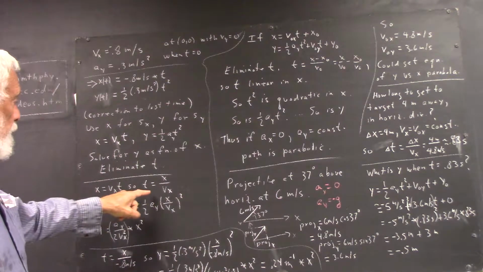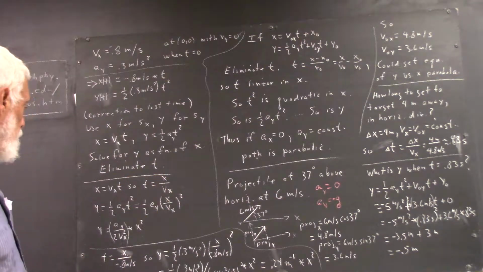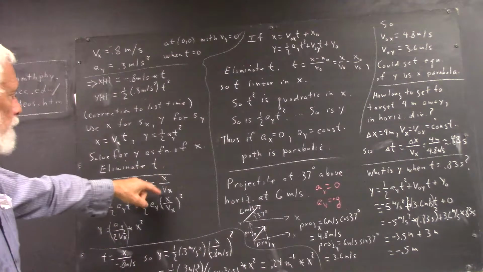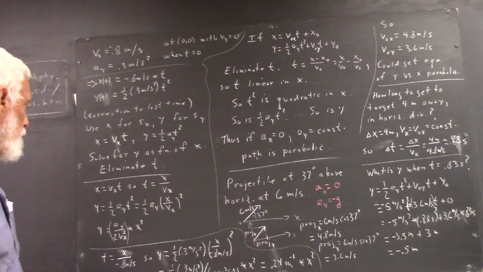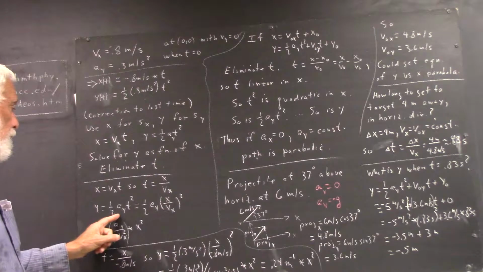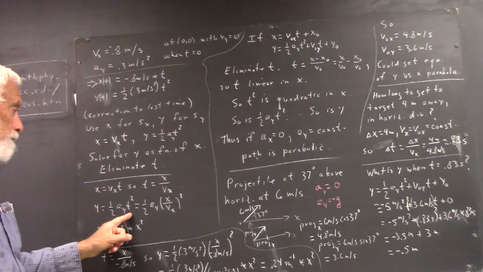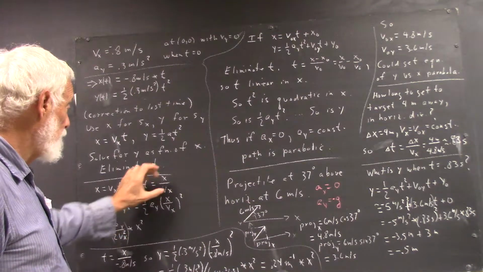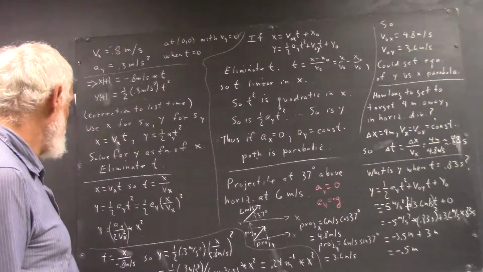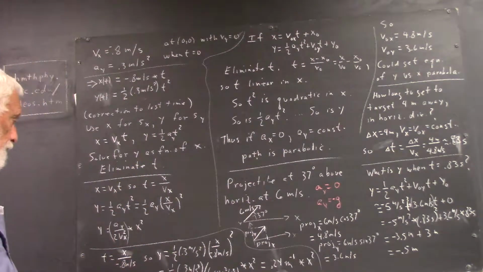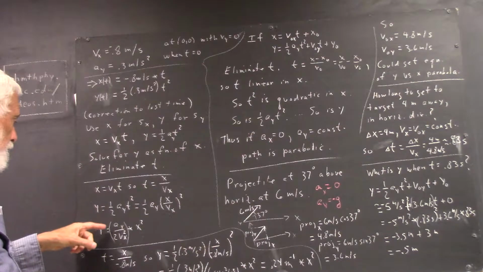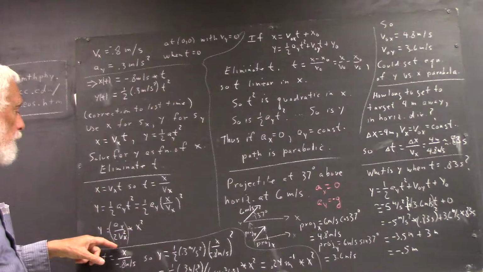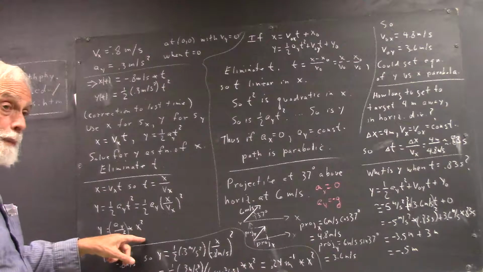Okay, if x equals this, then t equals x over Vx. Then, since y equals 1/2 ay t squared, y is going to equal 1/2 ay times this expression squared, which simplifies very quickly to y is going to be ay over 2Vx squared multiplied by x squared.